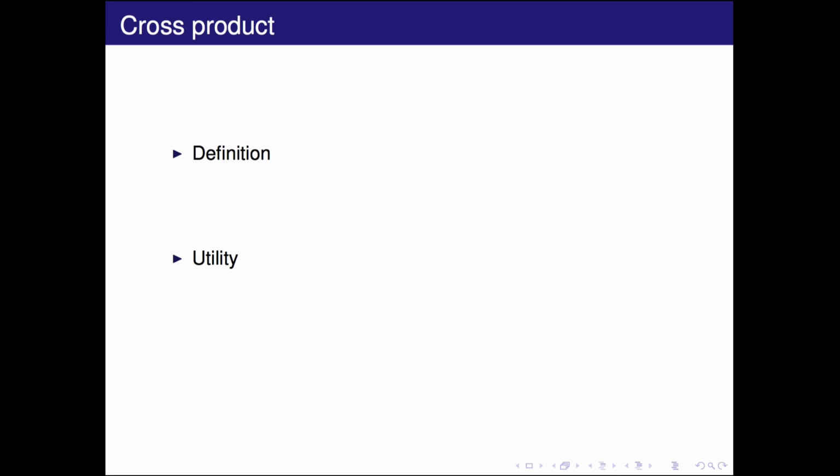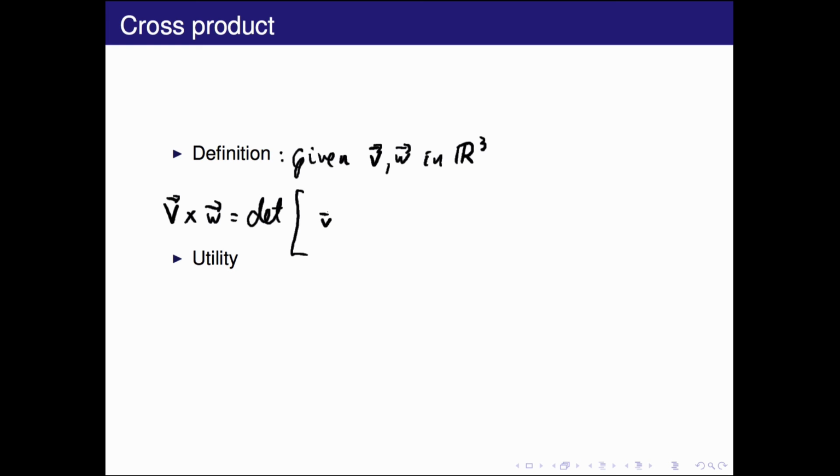The cross product is, given vectors v and w in R3, v cross w is the vector that you create by taking the determinant of the matrix whose second row is v, whose third row is w, but its first row is i, j, k. Remember, i is this vector which has a 1 as its first component and zeros elsewhere. j is the vector that has a 0 and then a 1 in the second place, and k is the vector that has 0, 0, 1.